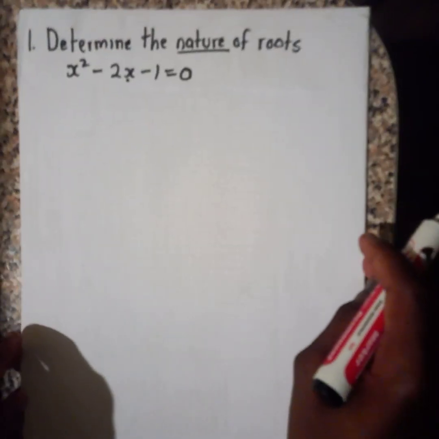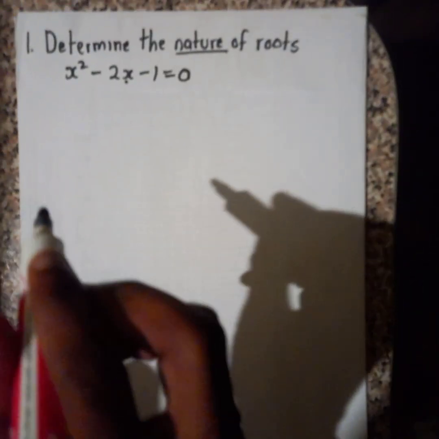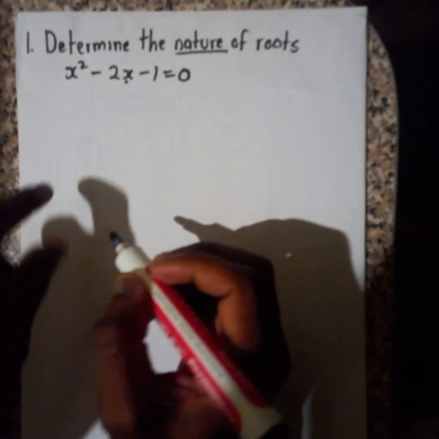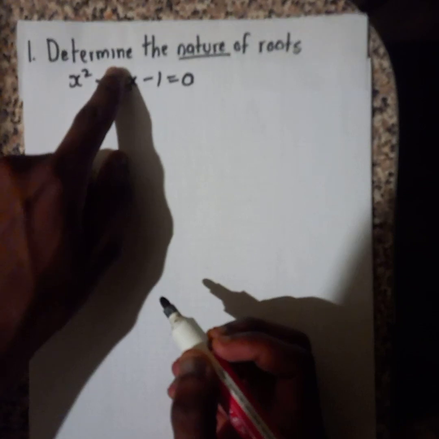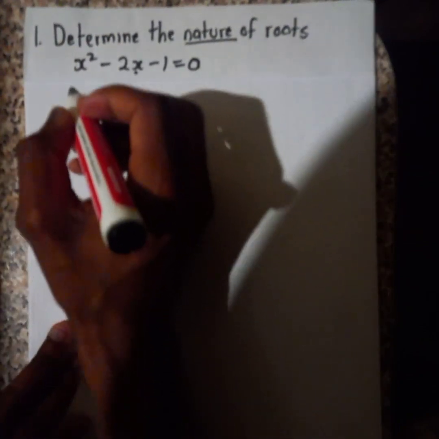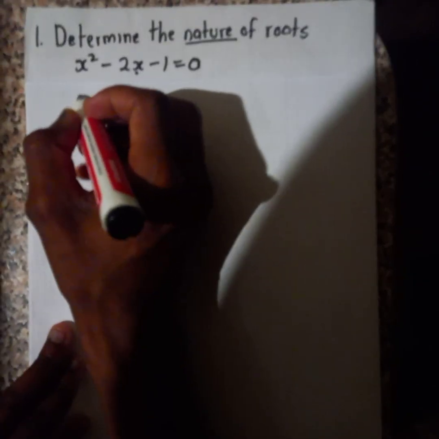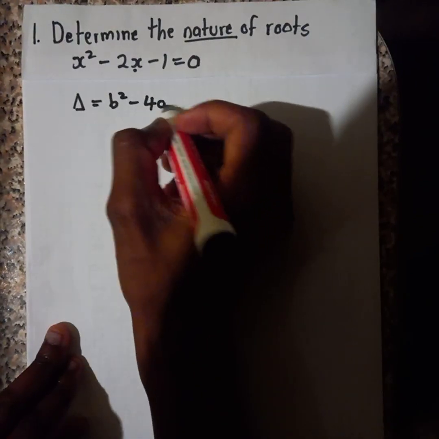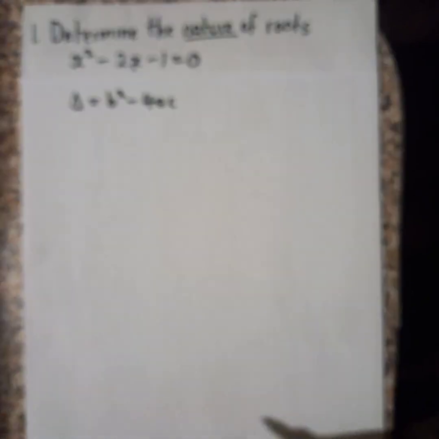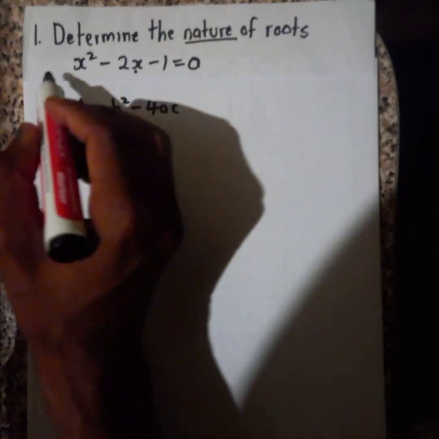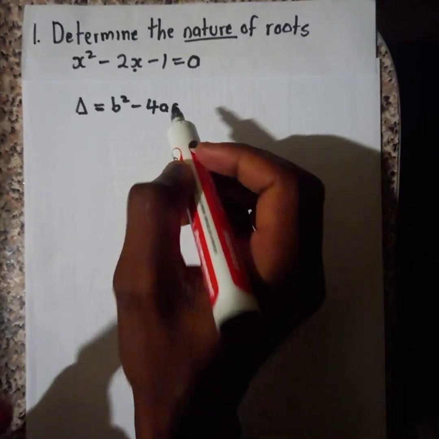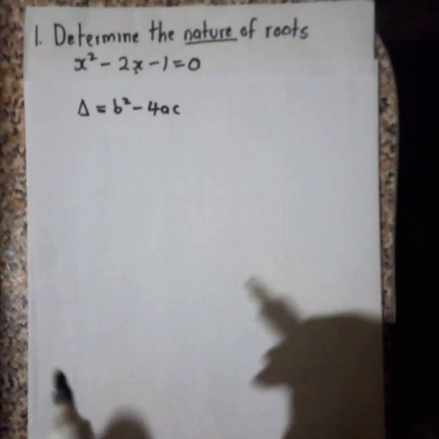Listen, my fellow learners. Firstly, we are going to write the discriminant formula. The discriminant formula is as follows. Delta is equal to b squared minus 4ac. Do you get the point? Then from here, we must identify the values of a, b, c from our quadratic equation.